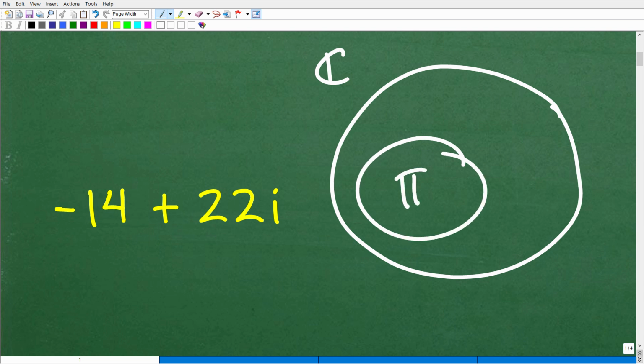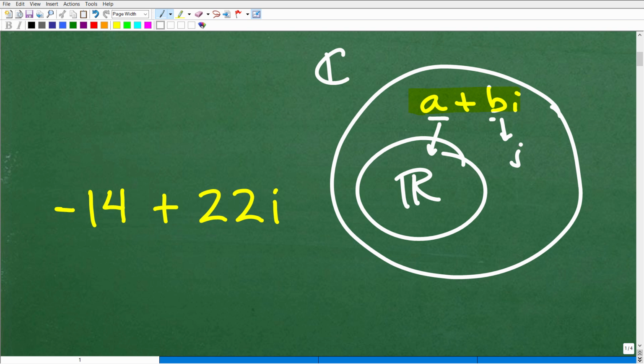The real number system actually lives inside of the complex number system. And complex numbers are basically formed like this: a plus bi. This is the basic form of a complex number, where a is the real component and b is the imaginary component. So, just a quick review of complex numbers.